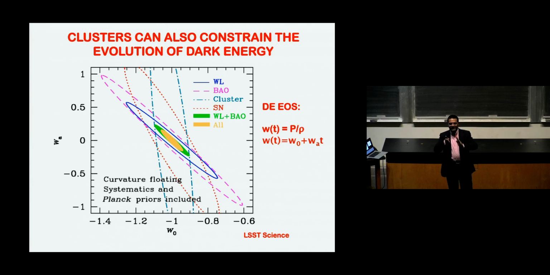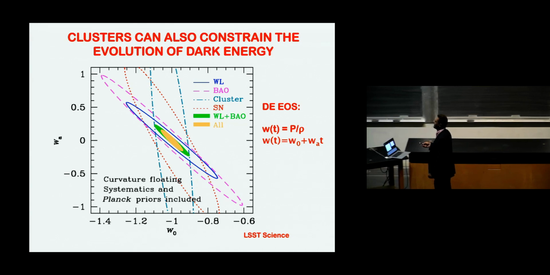The glitch acts like a standard ruler. And so by having a standard ruler measurement at different ages in the universe, we can actually figure out how rapidly the universe is expanding.